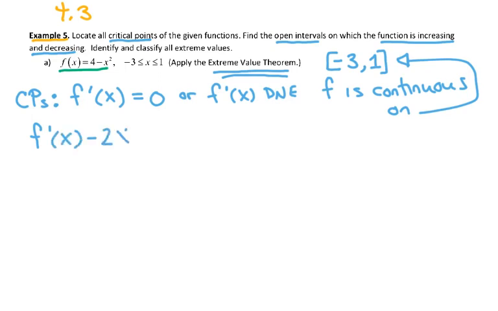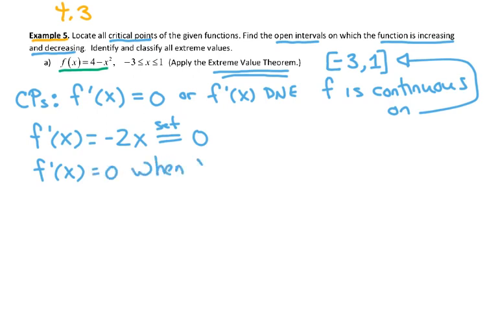But what is the derivative? Negative 2x. Whoops. Let's try that again. Negative 2x. So when does that equal 0? Well, set it equal to 0. So f prime of x equals 0 when x equals 0. So there's only one critical point.